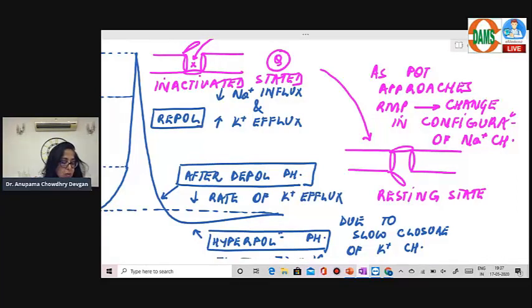Ankur Sarkar, why is the opening not from minus 55? How will it go from minus 70 to minus 55? Ankur, it has to go from minus 70 to minus 55. That has to be due to opening of sodium channels. Once it reaches minus 55, the opening of sodium channels is by a positive feedback mechanism.